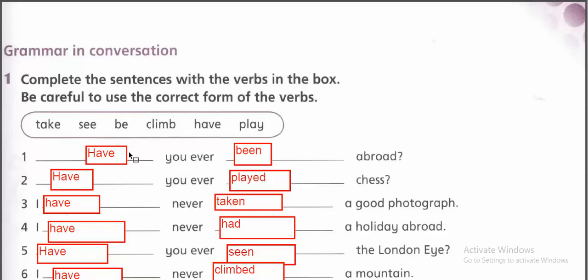Let's complete the sentences with the correct form. Number 1, have you ever. It takes have, and then verb 3 of be is been. Have you ever been abroad? Next, it takes have. Then, have you ever played chess? Then, I have never taken a good photograph.